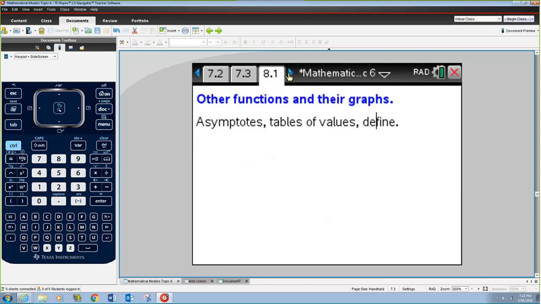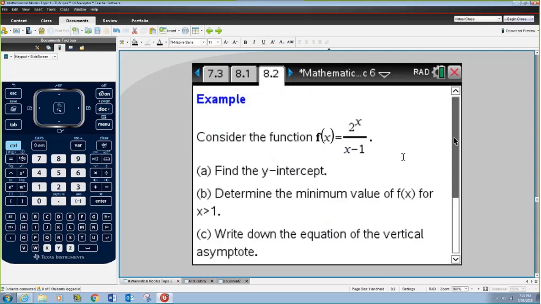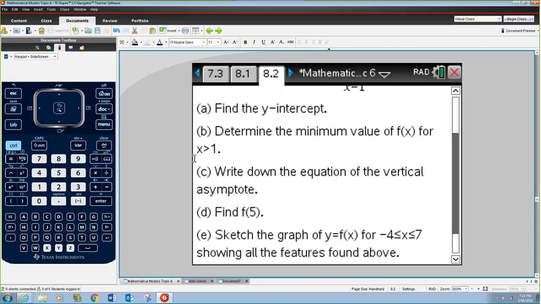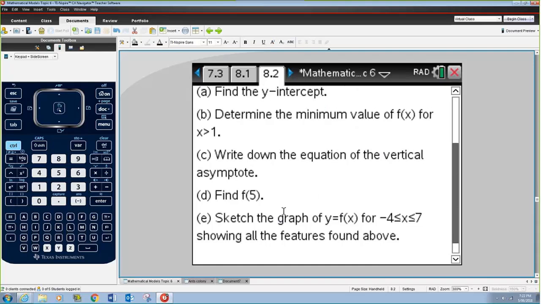Other functions look at vertical, horizontal asymptotes. Define and table of values are very useful, particularly with asymptotes if students have difficulty with those. So I've chosen this function 2 to the power of x over x minus 1, and we want to find the y-intercept, the minimum value of x for x greater than 1, write down the equation of the vertical asymptote, find f of 5, and sketch the graph.